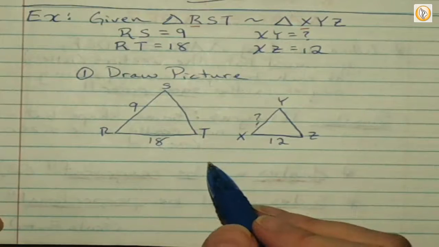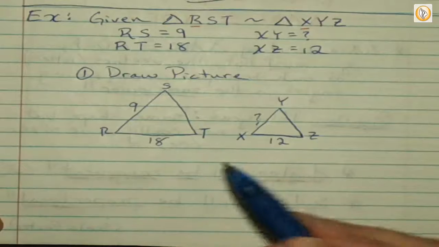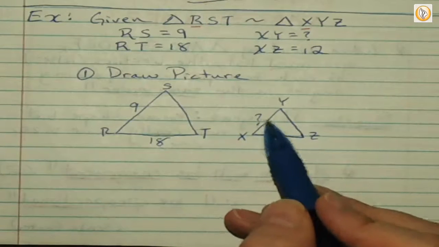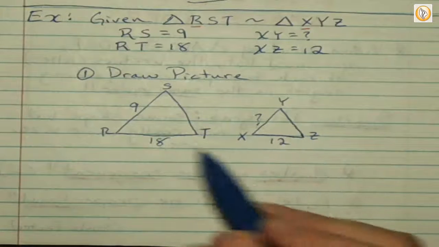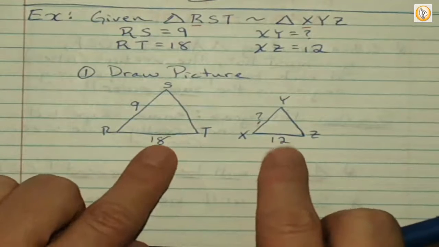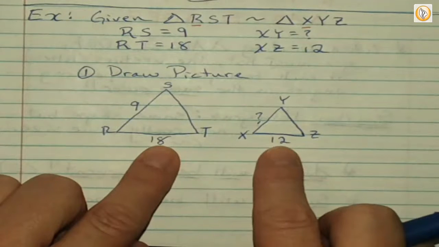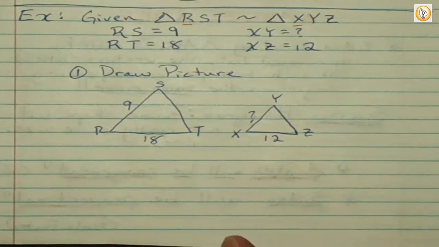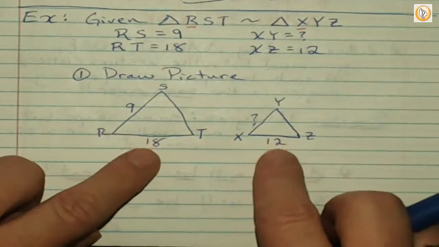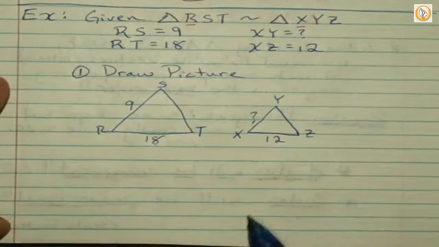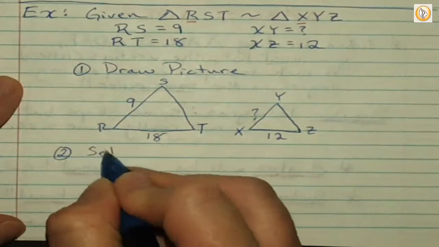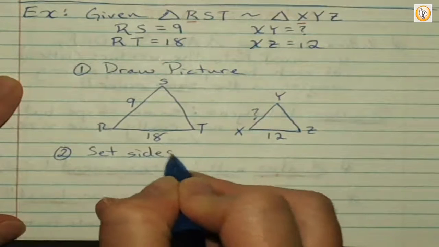Yes, Whit? Why don't we have a measure for ST? I don't know, they just didn't give it to us. But to find this measurement, we don't even need this. And you're going to find that out. All you need are two similar sides' measurements to find out everything else. You don't even need these two sides. You just need one pair of sides to be able to do a scale. So step 2, but that's a very good question. Does anyone else have a question before I move on?